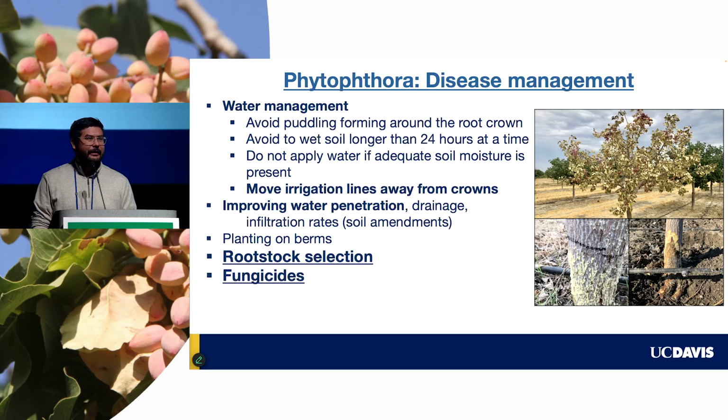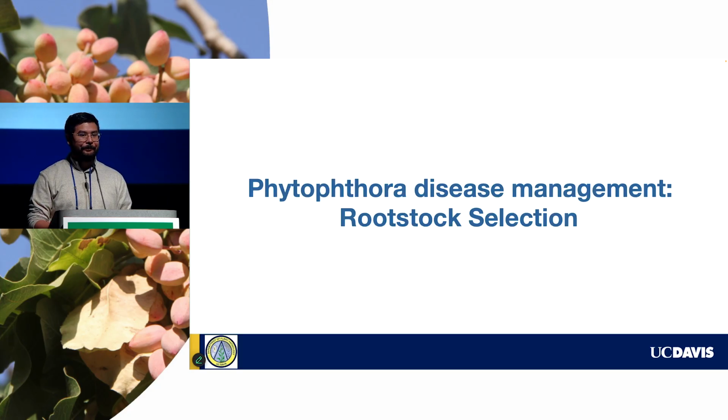And as I mentioned, the basis for Phytophthora management is going to be managing your water, avoiding long soil water irrigation sets. We usually don't recommend longer than 24 hours in order to avoid that puddling around the root crown. Not only that, but improving water penetration or planting on berms. And the research that our lab has been looking into over the past 6 years, I think now, is looking at rootstock selection and fungicides available for best disease management.